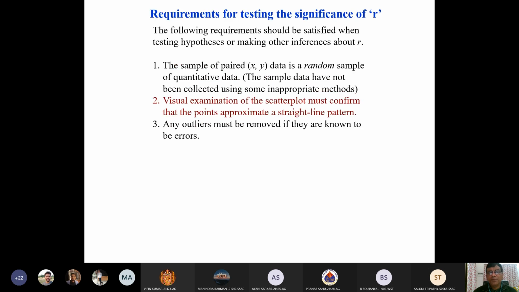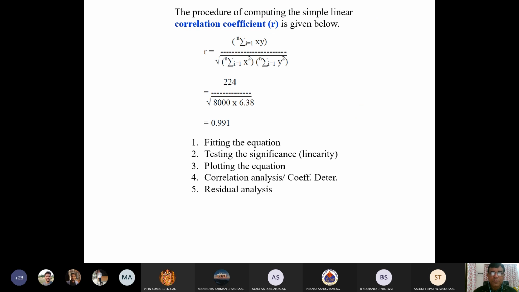And then the requirements for testing the significance of the correlation coefficient, the conditions under which we can test it, were also discussed. We also saw how we can calculate the correlation coefficient: summation xy divided by the square root of summation x square times summation y square. So overall, what we have learned up to now, points 1 to 3, is fitting the equation, then testing it for linearity, then plotting the equation on the graph, and correlation analysis. Now we will see the coefficient of determination and its use, and finally residual analysis.